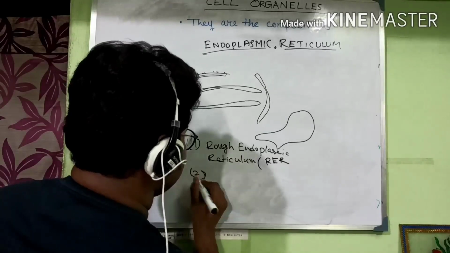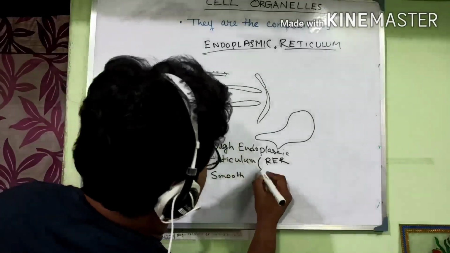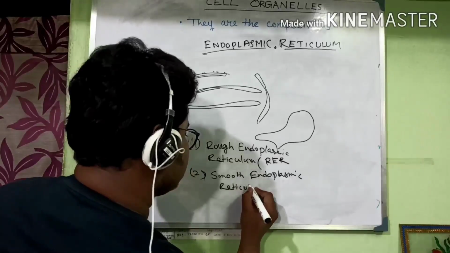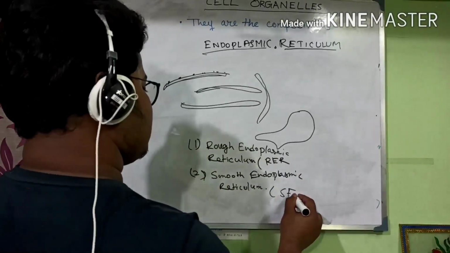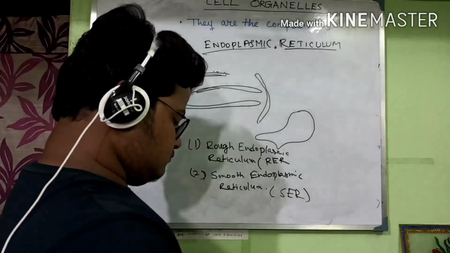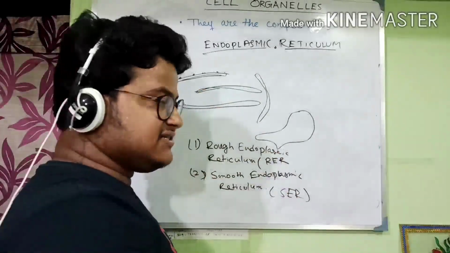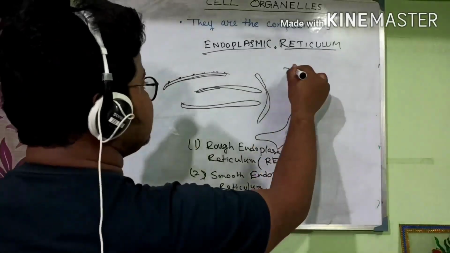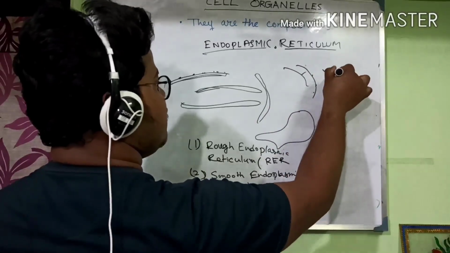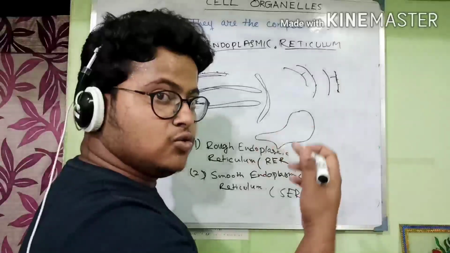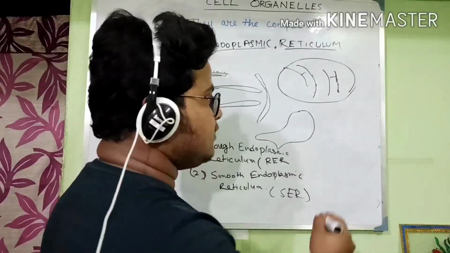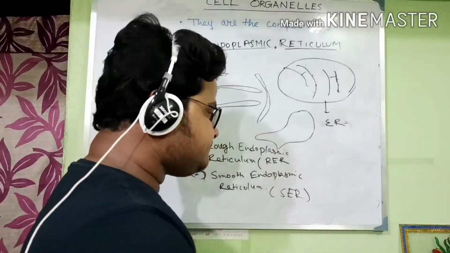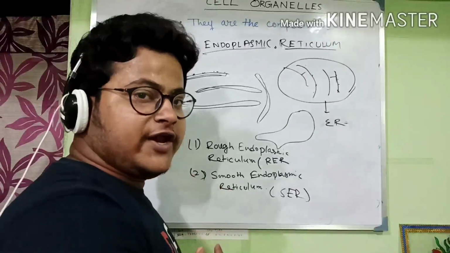Another is smooth endoplasmic reticulum, or SER. When I drew the structure of the nucleus, in the outer portion, the nuclear envelope, I drew this structure and forgot to introduce it. That is also endoplasmic reticulum, or ER.